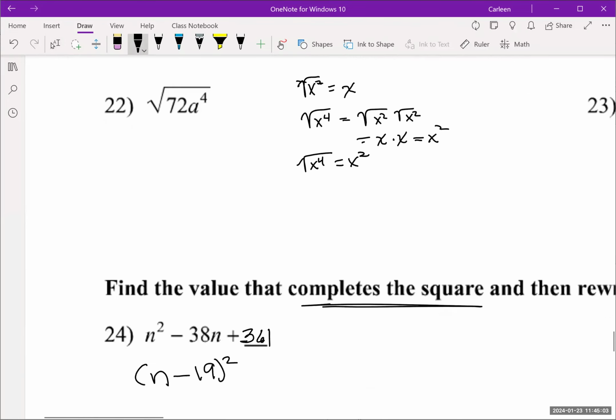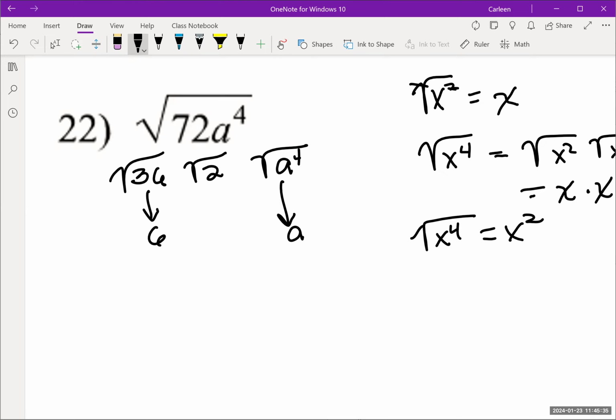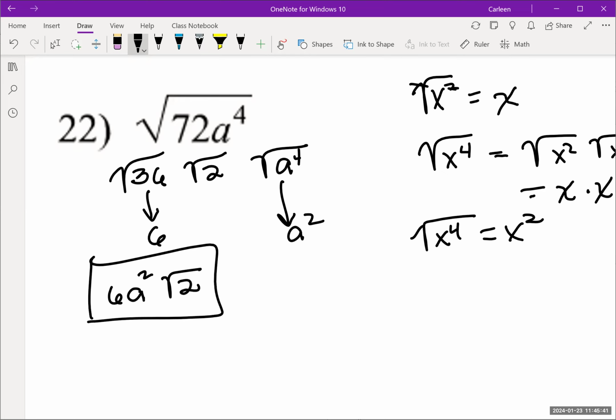Okay, so we have a perfect square, and leftovers. Because it's even, it is also a perfect square. So square root of 36 is 6. Square root of a to the fourth is a squared. So we have 6a squared. Leftovers is radical 2.